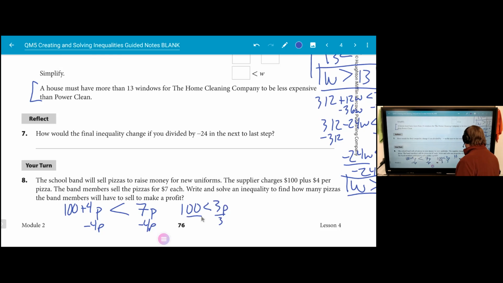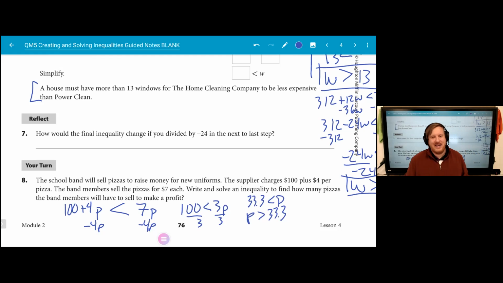And I end up with 33, approximately 33. Let's do this. 33.3 is less than P, or P is greater than 33.3. Yay, we're done. We solved it. Now we need to figure this out. We need to write this. What was the context? How many pizzas they have to sell to make a profit?